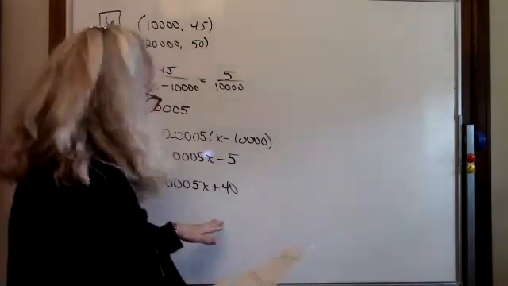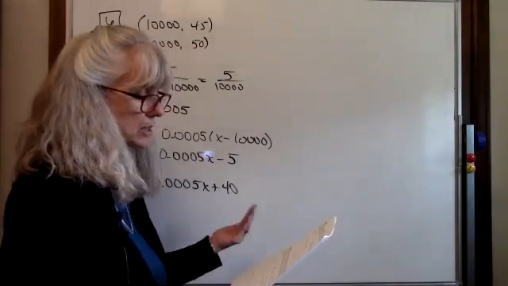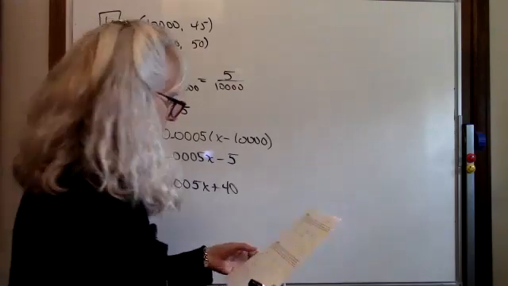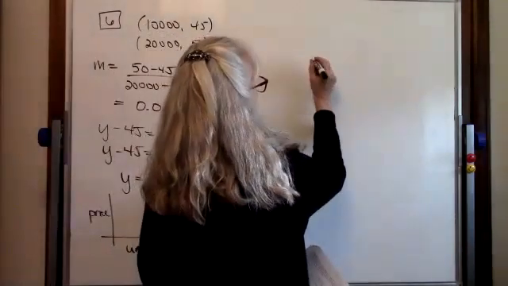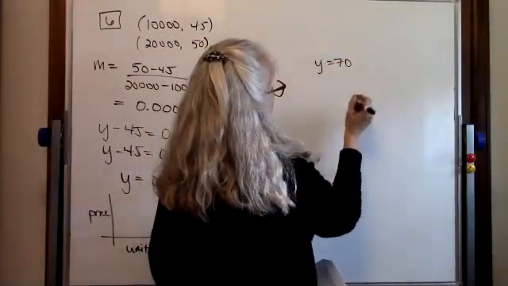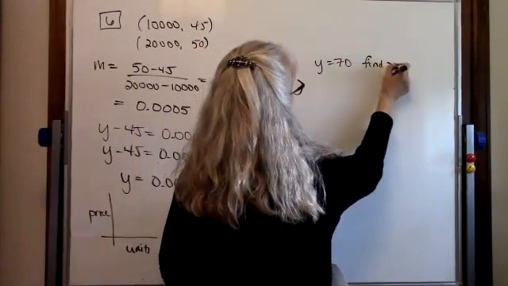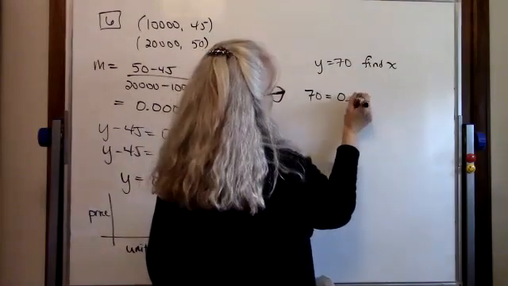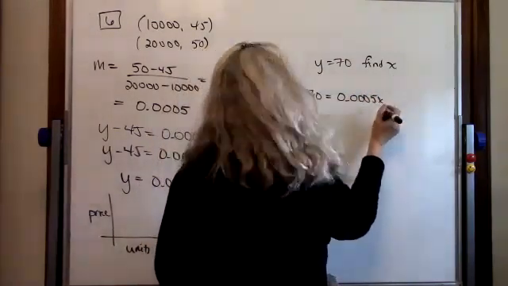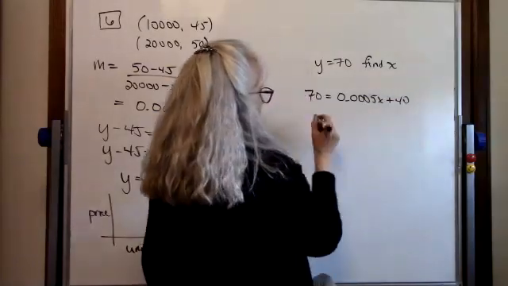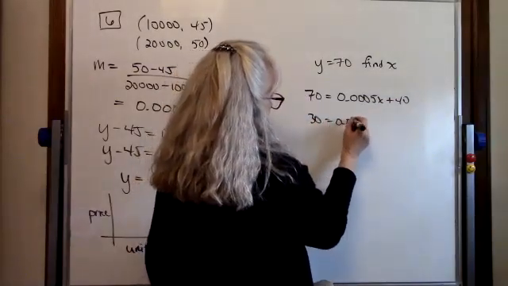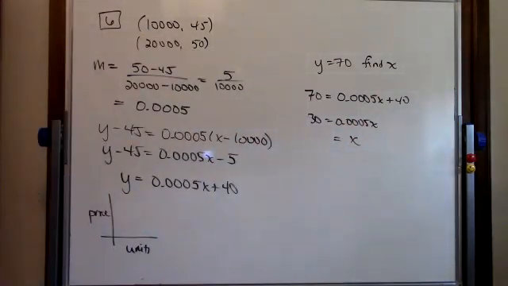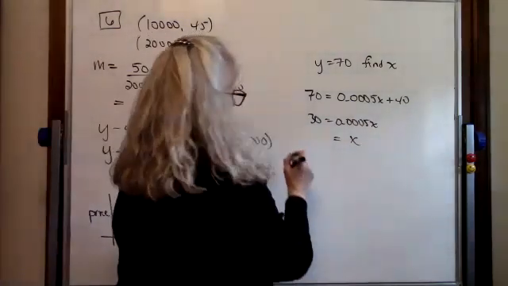So the second part, we now have our equation. The second part of this problem says, sketch the supply curve and determine the quantity suppliers will make available when the unit price is 70. So they're telling me that the unit price, y, is 70. We need to find x. So we're going to let 70 equal 0.0005x plus 40. So if I move the 40, I'll get 30 is equal to 0.0005x. And then all we have to do is divide. So it looks like if you divide that out, you get 60,000 units.